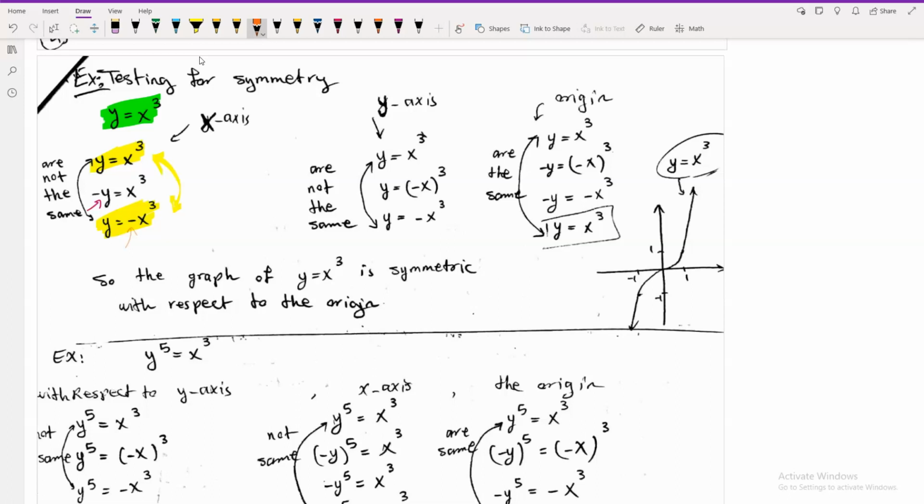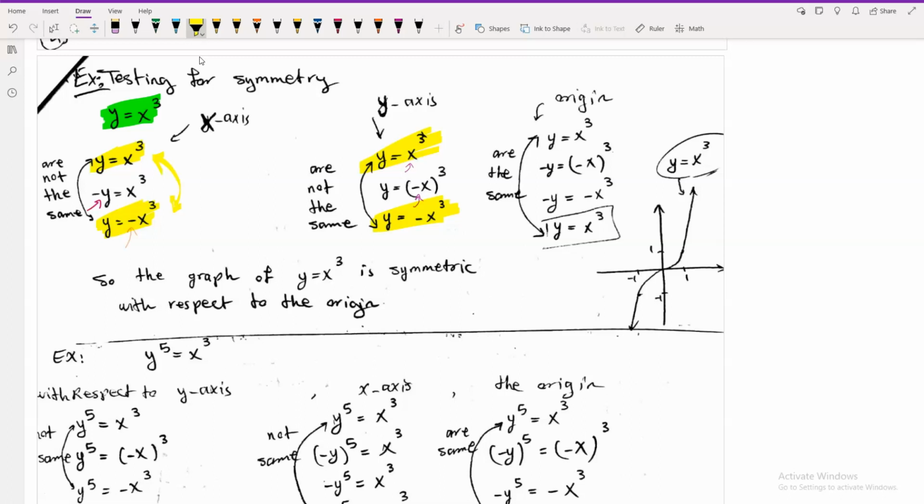Now for the y-axis, here I used negative x instead of x. Negative x cubed is negative x to the third power. And then compare these two. Obviously, these two, again, are not exactly the same.